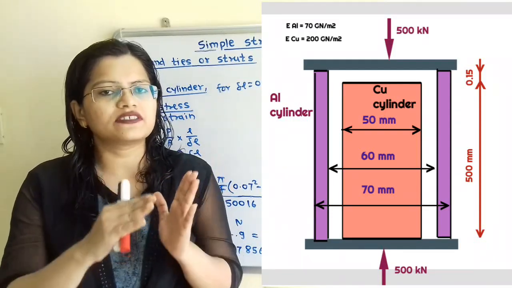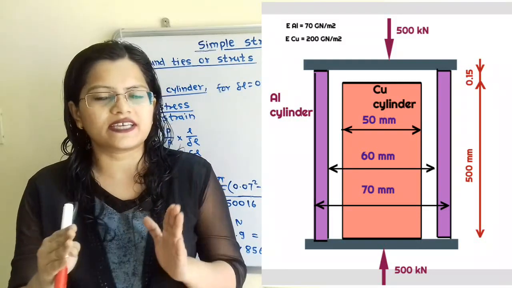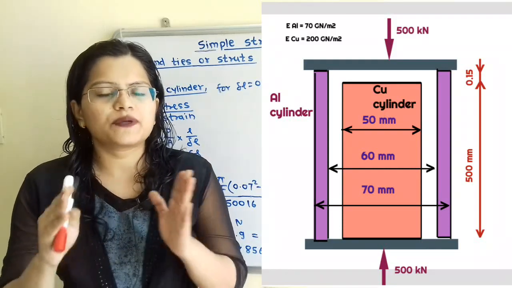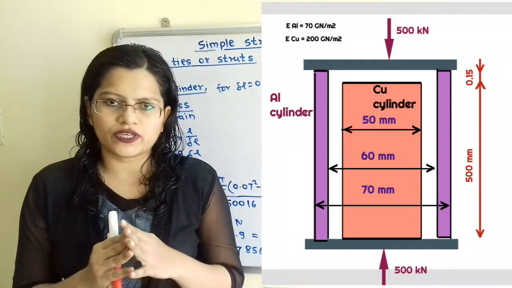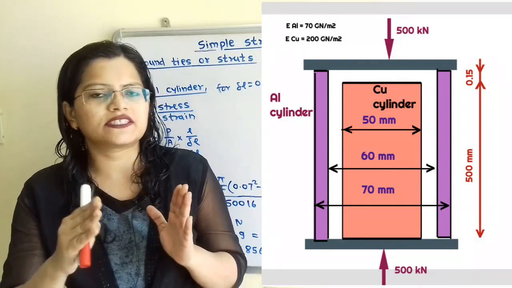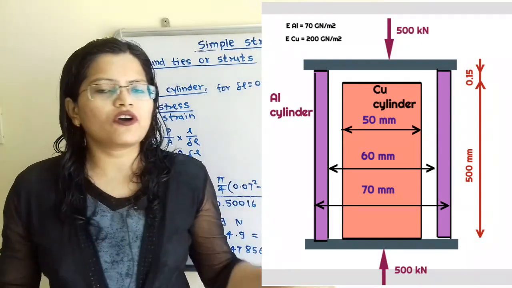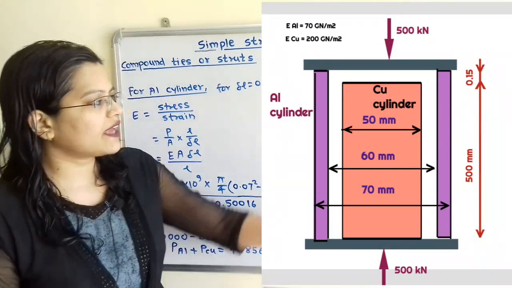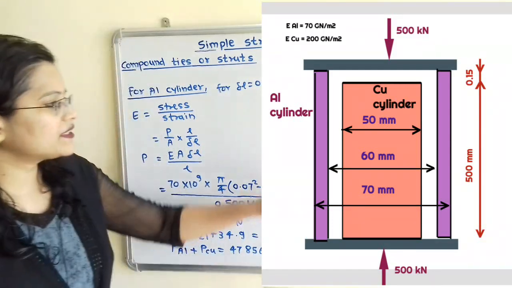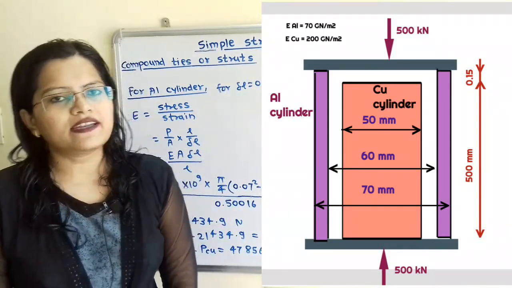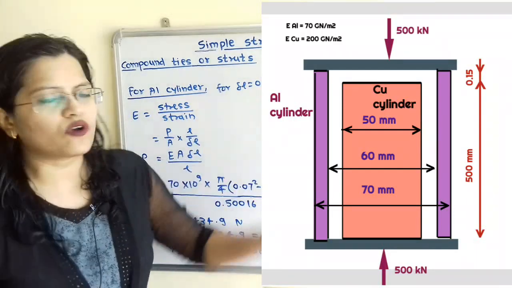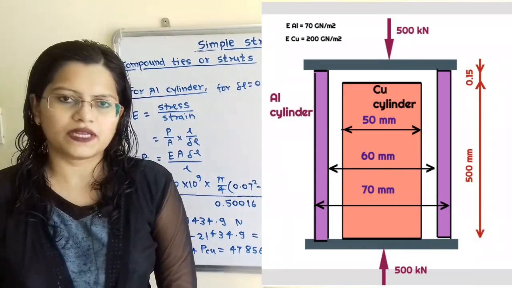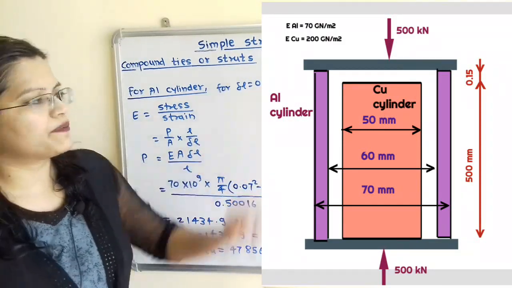So suppose we consider materials A and B, then we can say that P is equal to PA plus PB, and the strain produced in both materials is also equal. So we can say that epsilon A is equal to epsilon B. Now if we observe the given question, there are two materials, an aluminum cylinder and a copper cylinder. The length of the copper cylinder is 500 mm, and the length of the aluminum cylinder is more, 500 mm plus 0.15 mm, that is 515 mm.